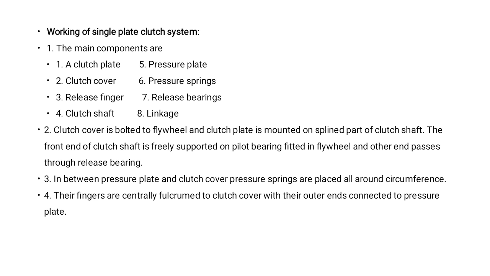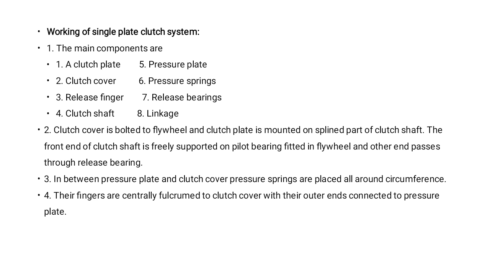The main components are the clutch plate, clutch cover, release spring, clutch shaft, pressure plate, pressure spring, release bearing and linkage. The clutch cover is bolted to the flywheel and the clutch plate is mounted on the splined part of the clutch shaft. The front end of the clutch shaft is freely supported on a pilot bearing fitted in the flywheel and the other end passes through the release bearing.